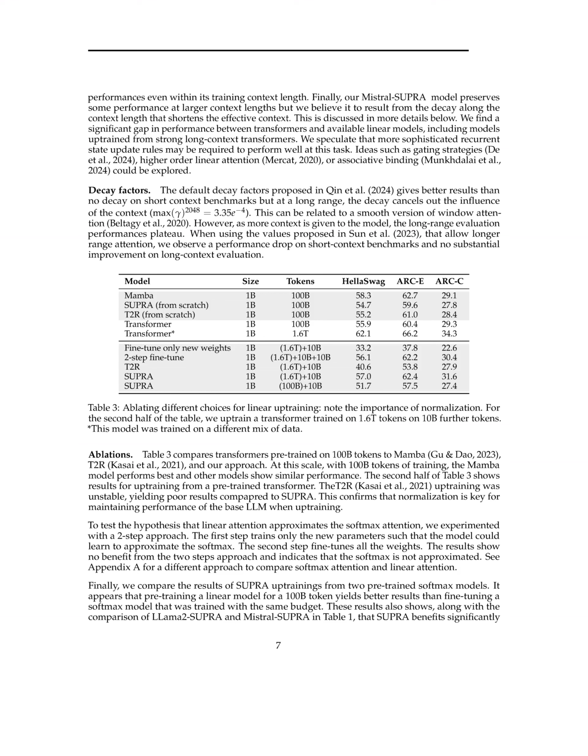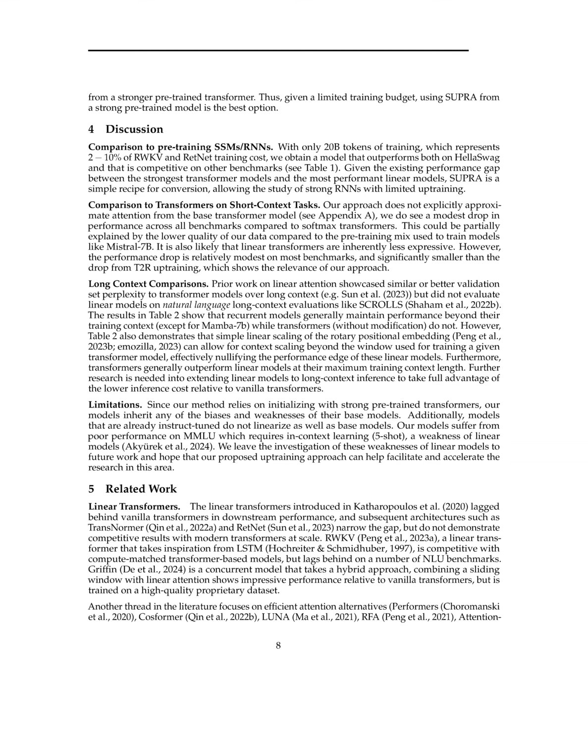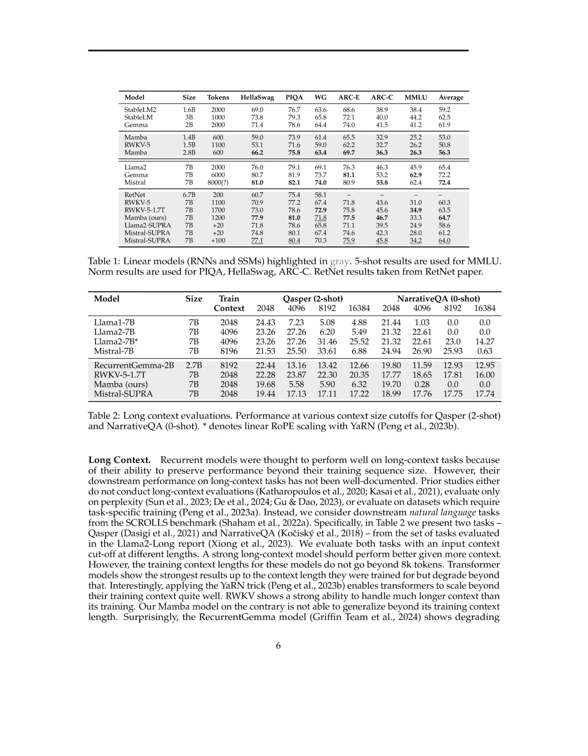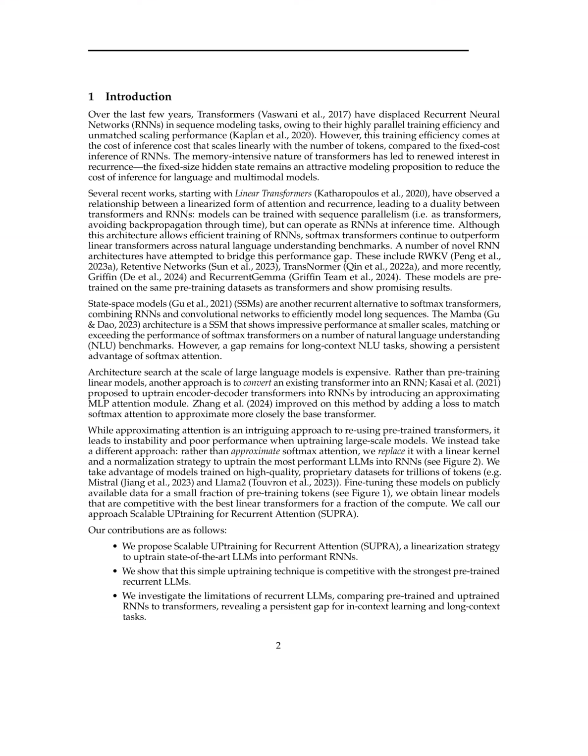In long context evaluations, SUPRA showed that the Mistral SUPRA model preserved some performance at larger context lengths, although it was noted that this might be due to the decay along the context length shortening the effective context. The results indicated a significant performance gap between transformers and linear models, including those uptrained from strong long context transformers. The study highlighted the need for more sophisticated recurrent state update rules to excel at long context tasks. Overall, SUPRA demonstrated promising results in both language modeling and long context evaluations, showcasing its effectiveness in converting transformers into performant RNNs.